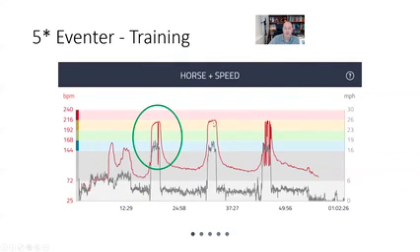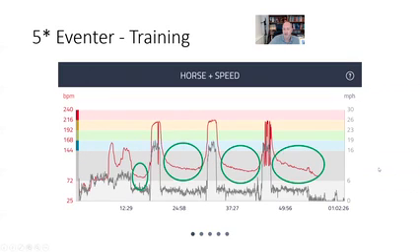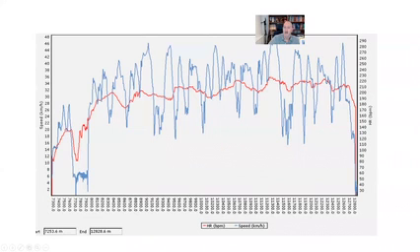Good level of work, getting up to pretty high heart rates, 216. Again, we would have to take this in the context of the whole training program rather than making comments just on this isolated trace. Here's another one. This horse is having to vary its pace quite dramatically.